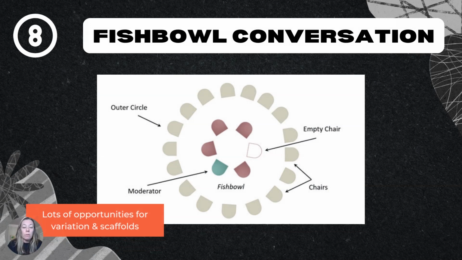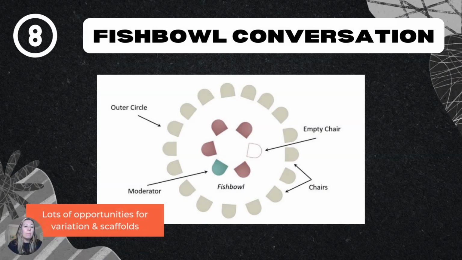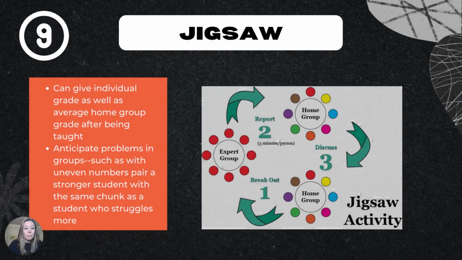Number 8 is a fishbowl conversation. In a fishbowl, you have both an inner circle and an outer circle. The inner circle is where you have speakers. The outer circle is where you have active listening going on. And oftentimes in the inner circle, you may have an empty seat. So if a student from the outer circle wants to move in, they have the chance to do so. Fishbowls have the opportunity for plenty of scaffolds as well that are linked in this presentation's speaker notes.